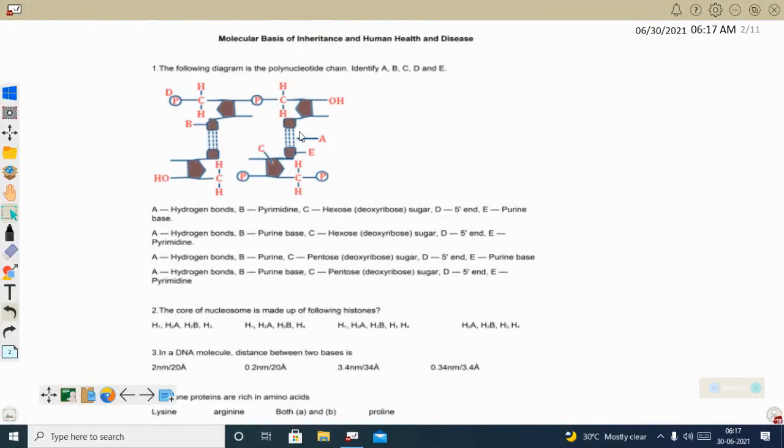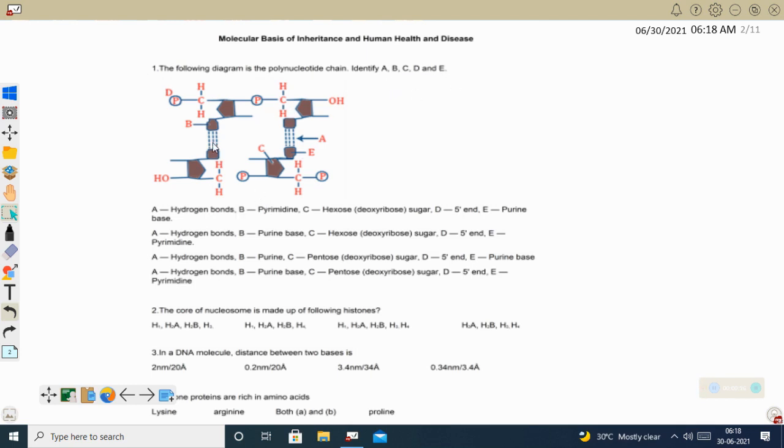Today we discuss a neat pattern question paper from the chapter Molecular Basis of Inheritance and Human Health and Disease. This question paper contains 90 questions. First question: the following diagram is the polynucleotide chain. Identify A, B, C, D and E.